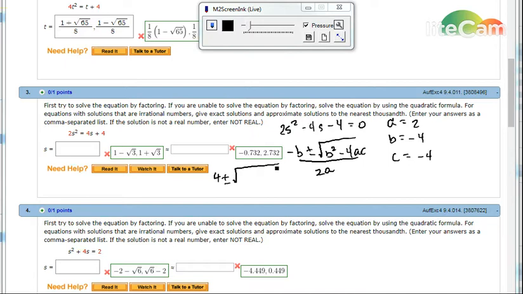So plugging in our numbers for their letters, we get a negative 4, so that becomes 4, plus or minus the square root of b squared. Negative 4 times negative 4 is positive 16, minus 4 times 2 times negative 4. Okay, so we have a negative here, and we have a negative here, so those are going to cancel. 8 times 4 is 32, so we're going to have 16 plus 32 under the radical.